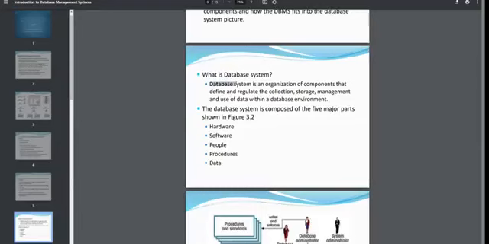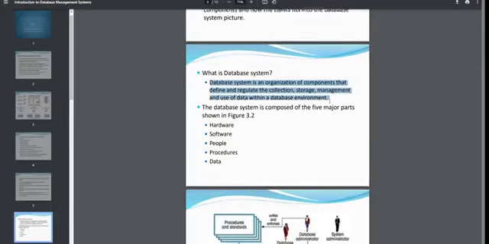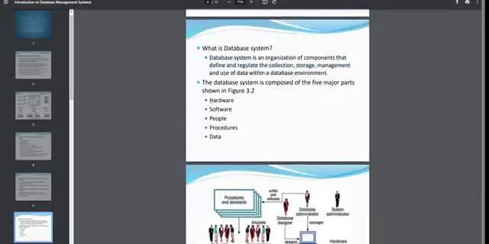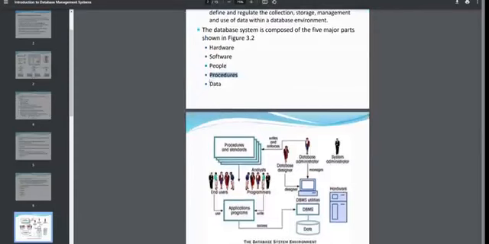Here, same things. A database system is organized components that define and regulate the collection, storage, management, and use of data within a database environment. We already mentioned that there are hardware, software, and then people handling that software and hardware. There are different techniques and procedures to handle data and hardware. And we can understand that data plays a major role, because without data, without information, there is no database system.